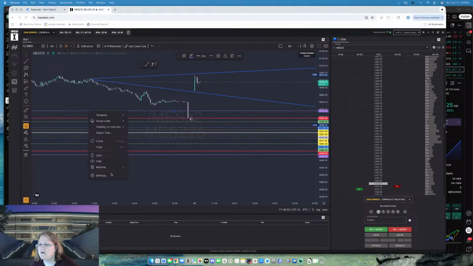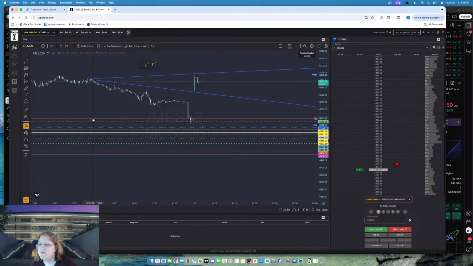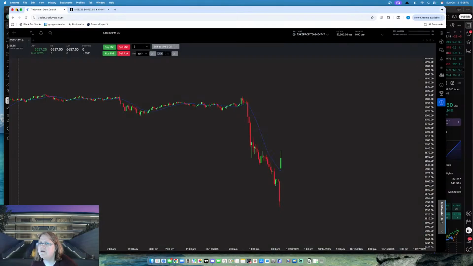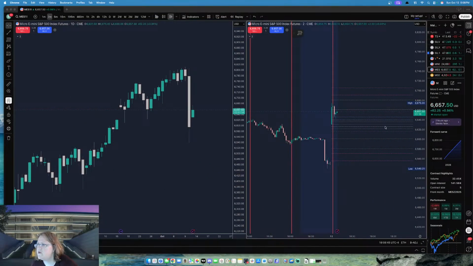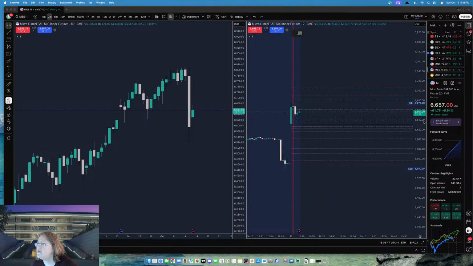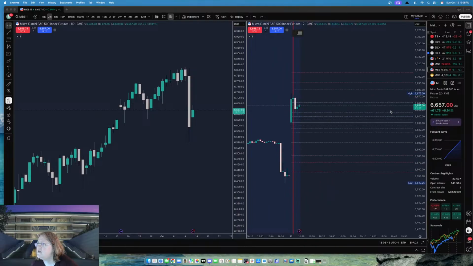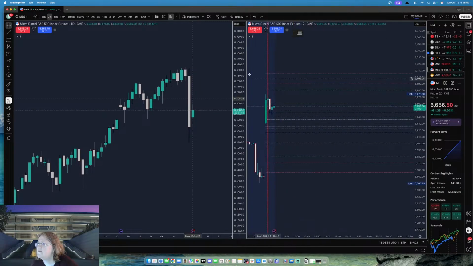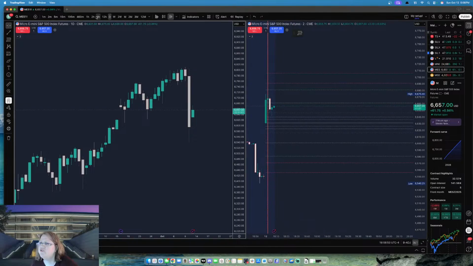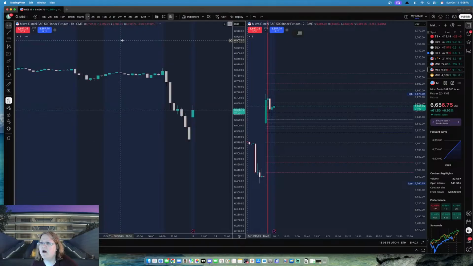I do primarily trade the strat, which was invented by Rob Smith, but I also do have an indicator. It is not on TradeOvate, it is on TradingView. This is the indicator here on the 2 minute. It will not show on a daily, but it will show on an hourly time frame and a 4 hour.